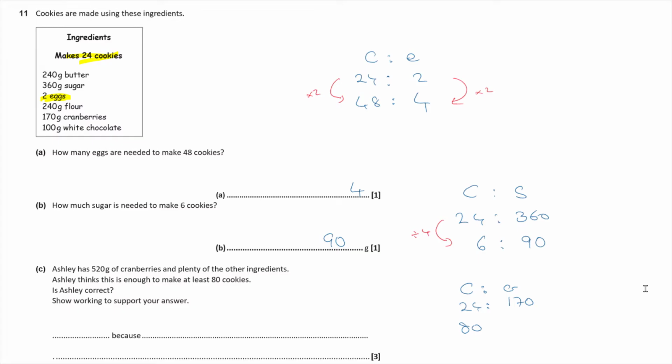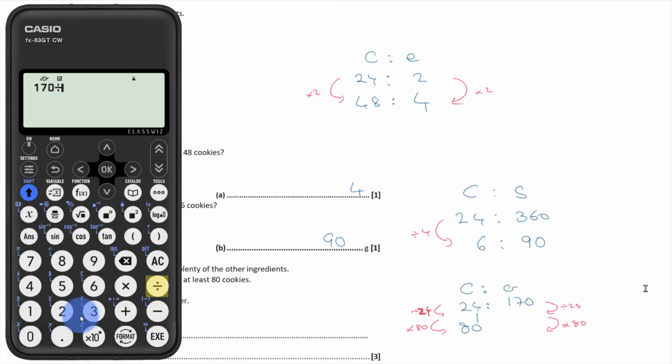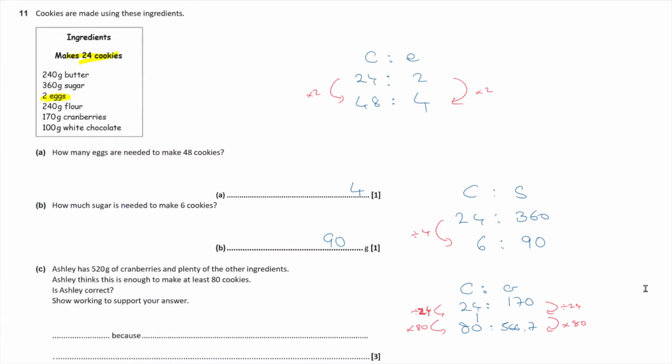I want to go to 80. Now, again, I'm going to use the unitary method here, going via 1. So I'm going to take 24, divide it by 24 to find the amount of cranberries I need for 1 cookie, and then scale it up to 80 to find the amount of cranberries I need for 80 cookies. Doing the same thing with the cranberries, dividing by 24 and times by 80, I'm going to take 170, divide it by 24 and times it by 80, and that comes out to be 566 2/3. I'm just going to round it off to 566.7.